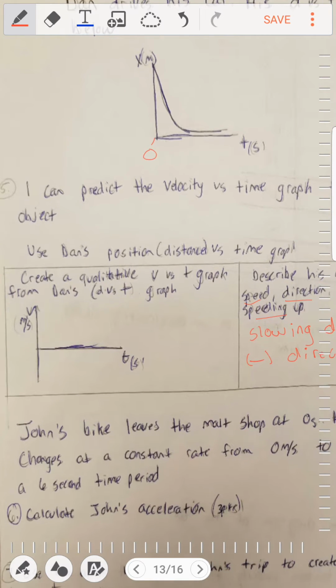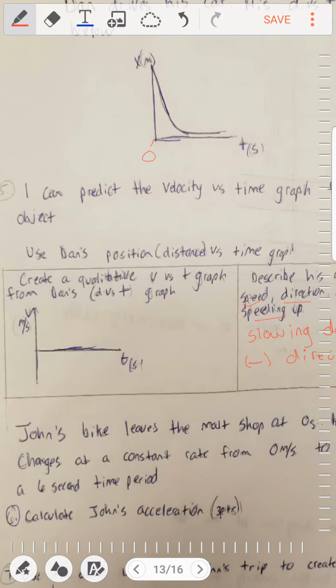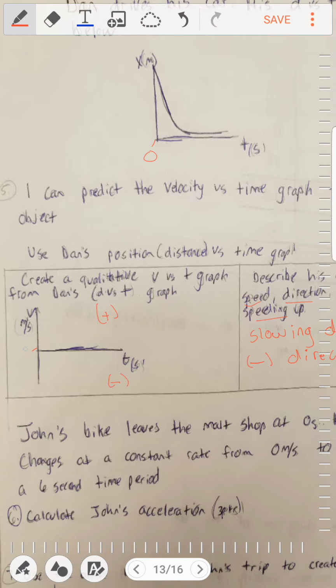Now, how would I draw that in a velocity versus time graph? Remember, this is my positive direction quadrant. This is my negative direction quadrant. So whatever I'm doing, I have to determine which direction it is going. I've already said it's going negative, so it's going to be in the bottom quadrant. Okay. Now, is it going faster or is it going slower? We said it's going slower. That means this is 0 meters per second. This is meters per second.